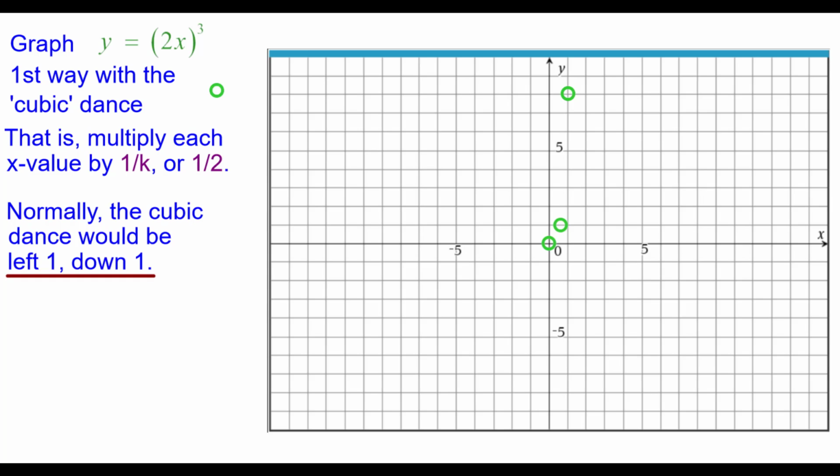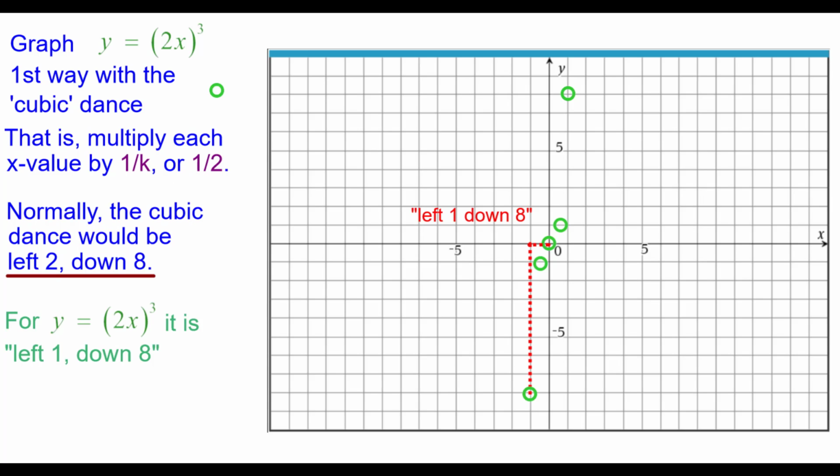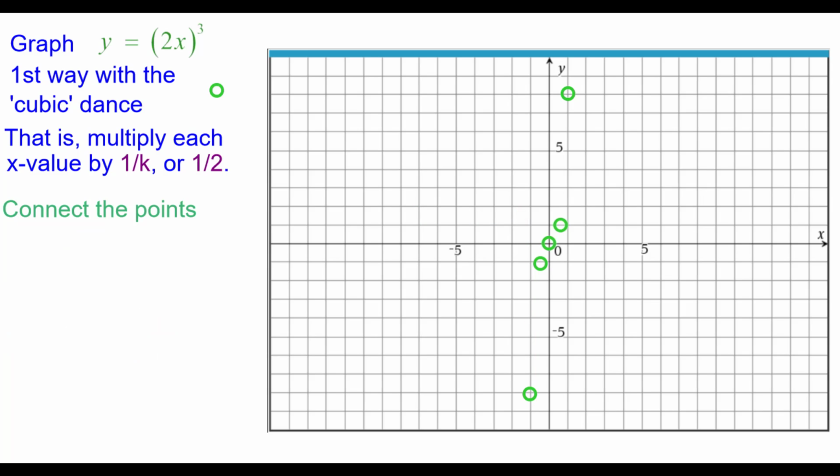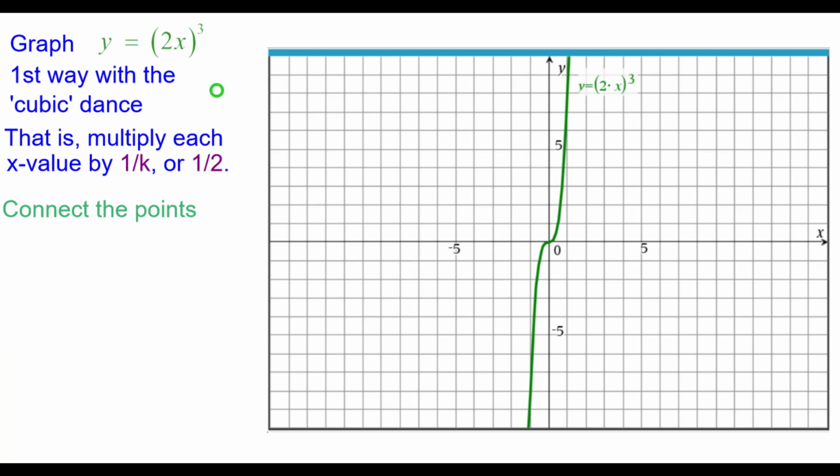Left 1, down 1 is our next dance. For this one though, it'll be left 1/2, down 1. And then left 2, down 8 will be left 1, down 8. Connect the points, and this is the graph of y equals the quantity of 2 times x cubed.